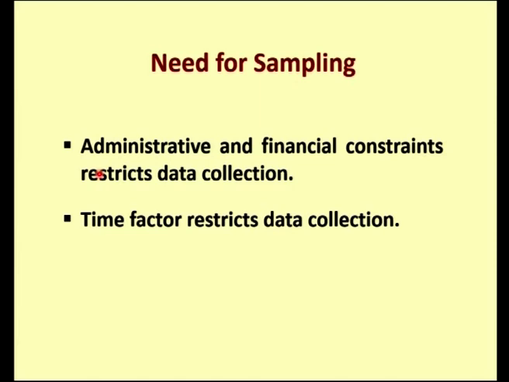So, here the population is finite, countable, but when we check the quality of the chalk pieces, that is breaking strength, in the course of inspection, at the end of the inspection all the chalk pieces will be broken. That situation is not desirable by the customer as well as the seller. So, in that case we take the help of sampling. Now, here I have two more reasons why we should go for sampling, that is administrative and financial constraints also restrict data collection, and the time factor restricts our data collection.